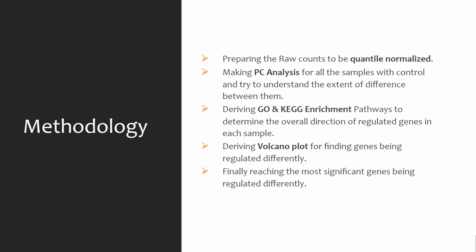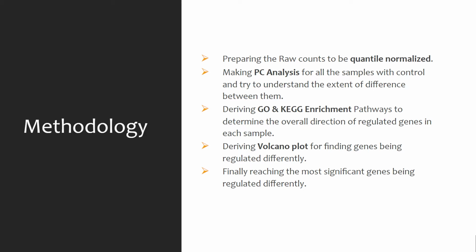Then we do a gene ontology and KEGG enrichment pathway analysis, which determines the overall direction and the pathways involved in the regulation of those genes. Now we derive the volcano plot of the log2 fold change versus the adjusted p-value, and then we finally reach the conclusion of which genes are being upregulated or downregulated.